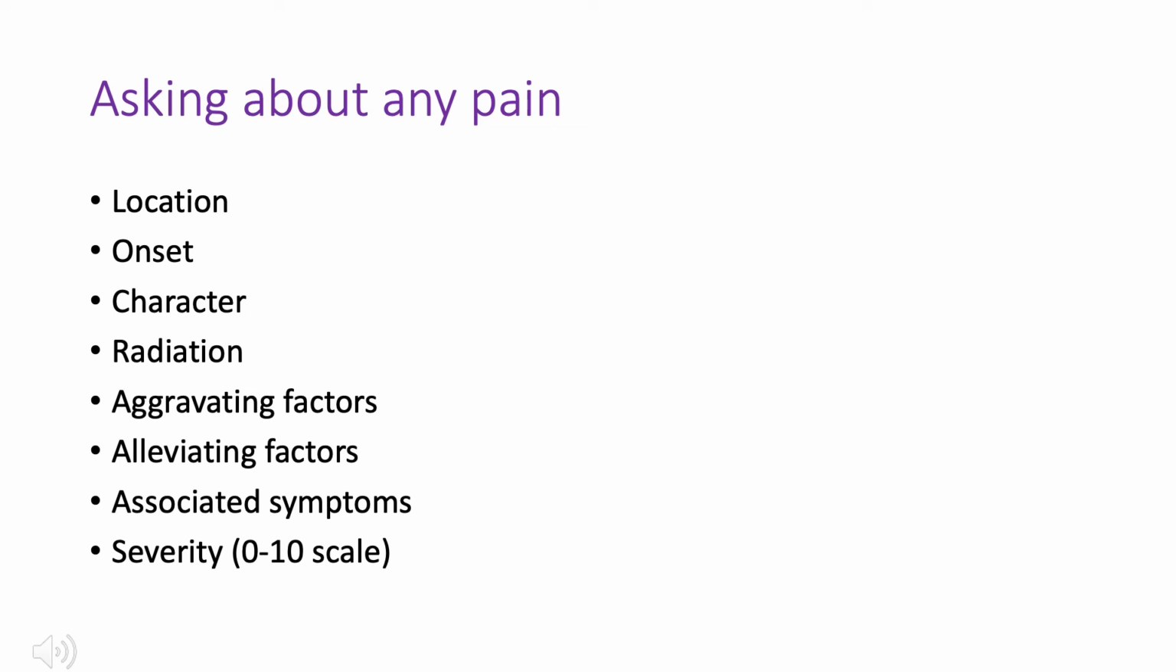Radiation. Does it radiate to any part of the body? Aggravating and alleviating factors. What the patient does that makes the pain worse or better. Associated symptoms. For example, in case of headache, is there any fever, any change in vision, or things like that. Severity of the pain. You can give a scale from 0 to 10, 0 being no pain and 10 being the worst pain that the patient can imagine.